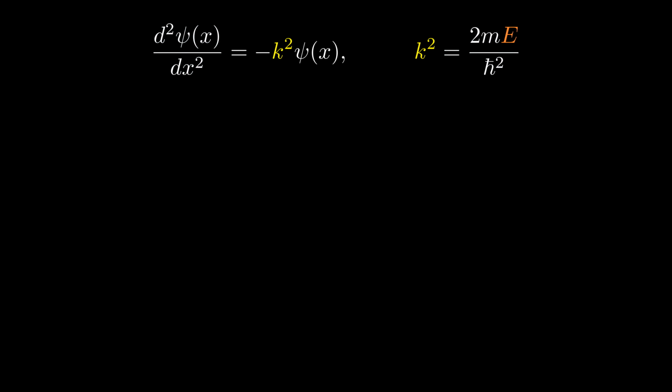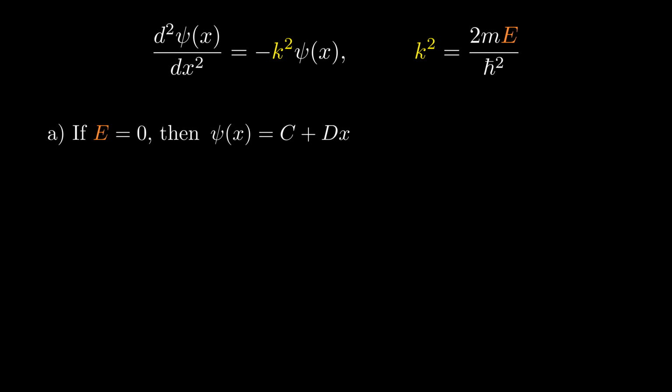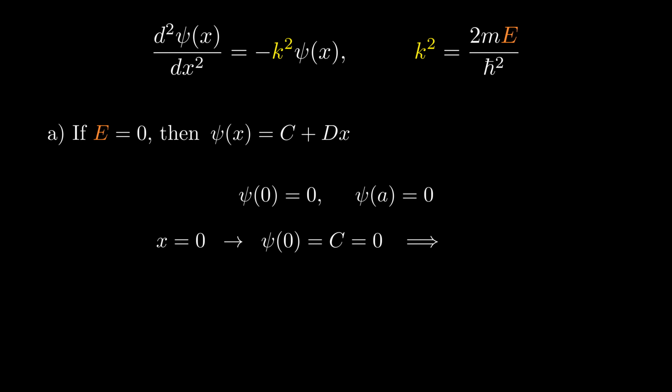Let's first consider the case when the energy is 0. If the energy is 0, then k squared becomes 0. This is a simple differential equation, and the general solution is a straight line. Now, we apply the boundary conditions. For the infinite square well, the wave function must vanish at the walls of the well. First, at x equals 0, we substitute x equals 0 into our solution. Since the wave function must be 0 at x equals 0, we conclude that c equals 0.